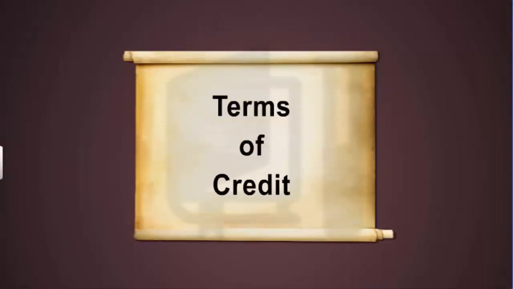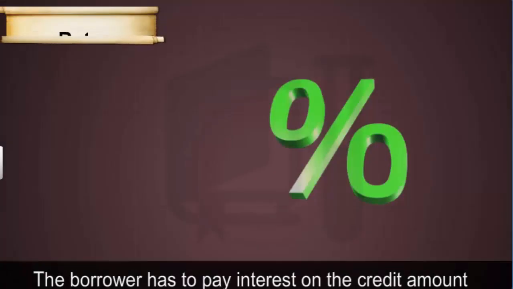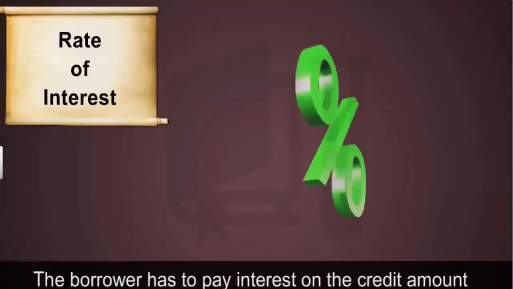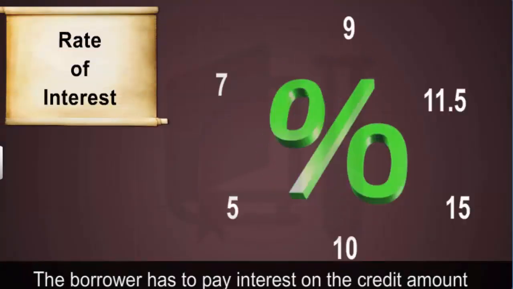A loan or credit is subject to certain conditions that the borrower must agree to. These conditions are called terms of credit. The borrower has to pay interest to the lender at a specified rate on the amount taken on credit.